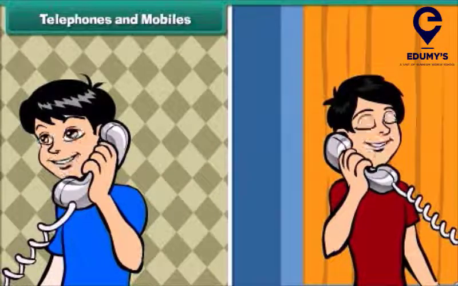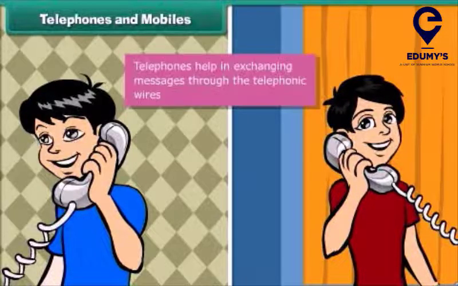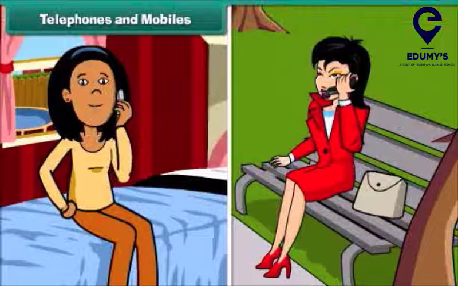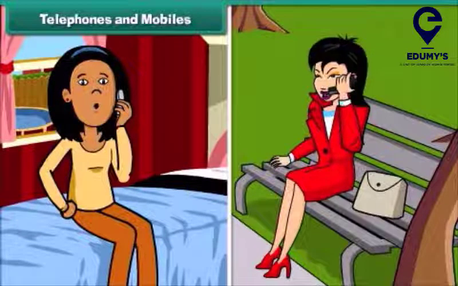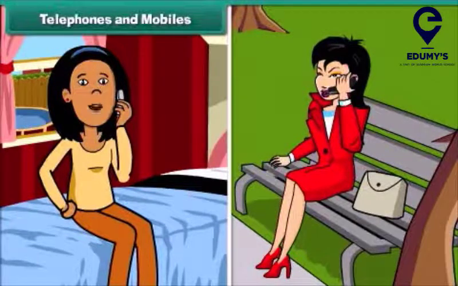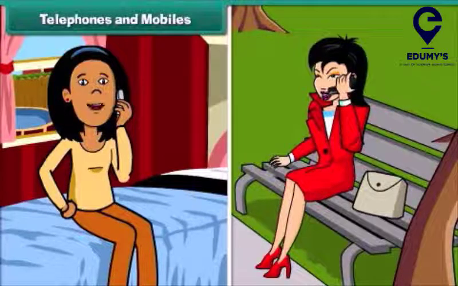Rick is talking with his friend Sam. He's using a telephone. Telephones help in exchanging messages through the telephonic wires. We can talk to any person at any place using telephones. We all know that mobile phones have replaced the telephone. A mobile phone can be carried everywhere. It is more useful than a telephone.